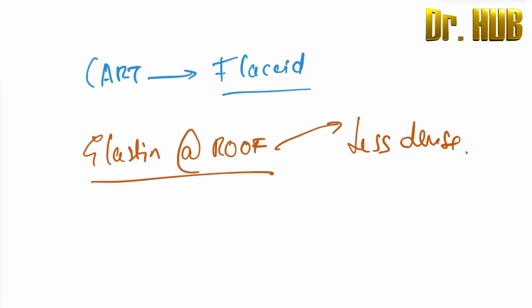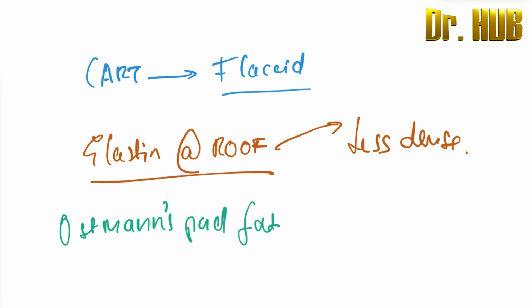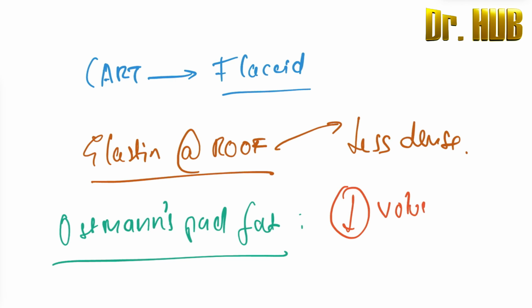Next is the Ostmann's pad of fat. The Ostmann's pad of fat is going to be less in volume.